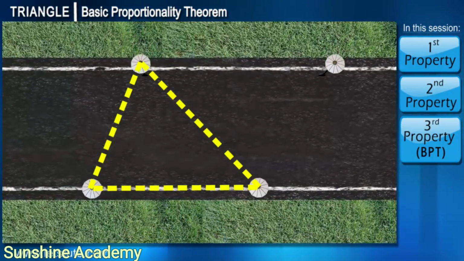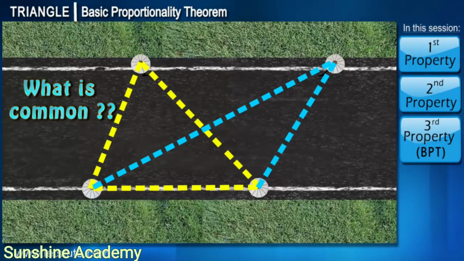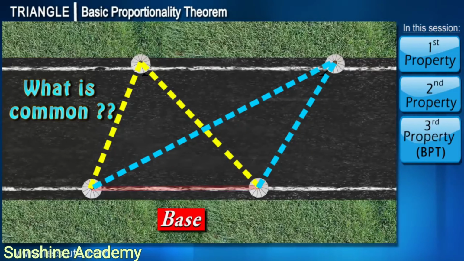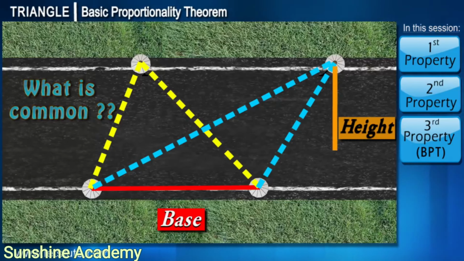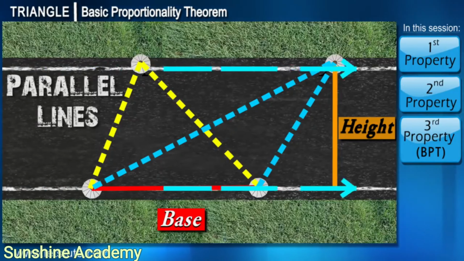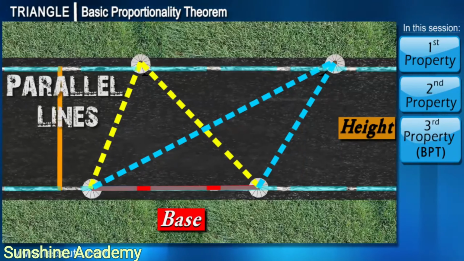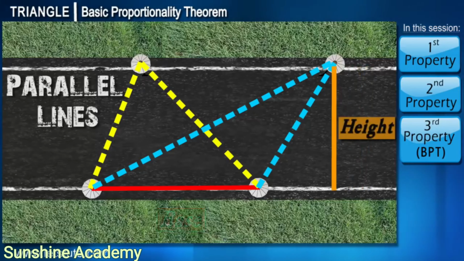And let's draw two triangles by joining these poles. So by looking at the diagram, can you tell me what is common between these two triangles? They have a common base, right? One more thing is common between them. Height. Height is also common because if we see the boundary of the road, they form parallel lines. And we know that the distance between two parallel lines is always constant. Therefore, height and base is same for these triangles.